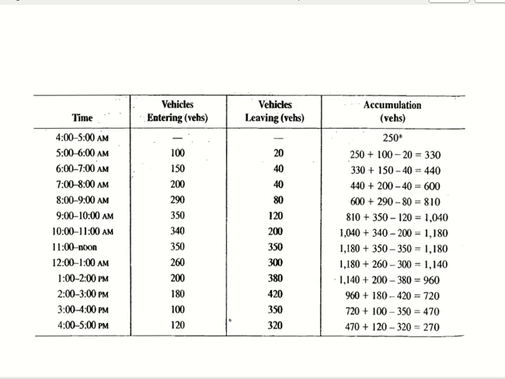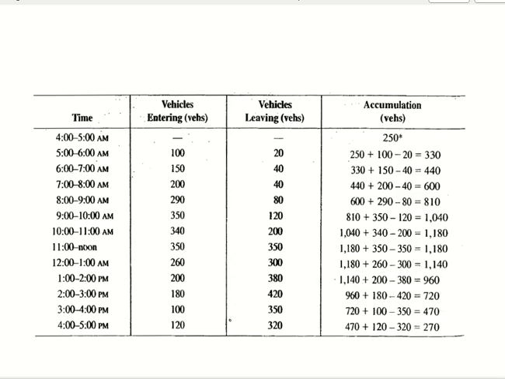So if you have 3 entry points, you will have 3 observers, 1 at each point. If you have 3 exit points, you will have 1 observer at each point, or more than 1, whatever. Easy for counting. But we are counting at every entry point and we are counting at every exit point, and these are the hourly values. So in 1 hour, 100 vehicles entered, 20 left.